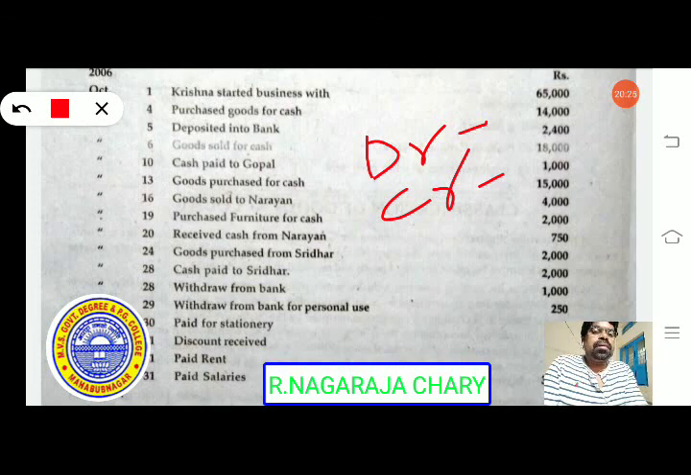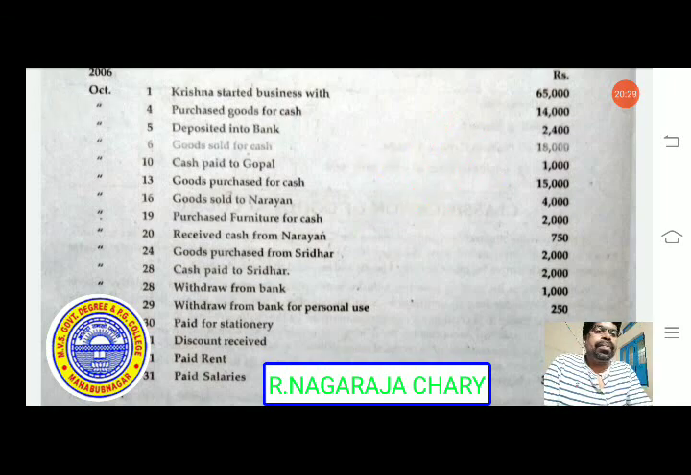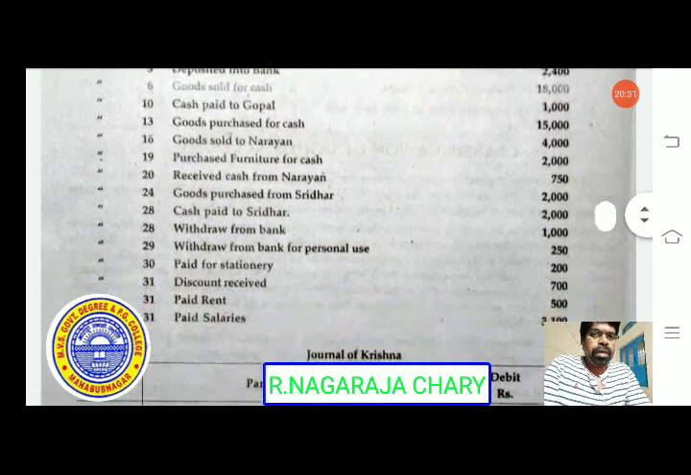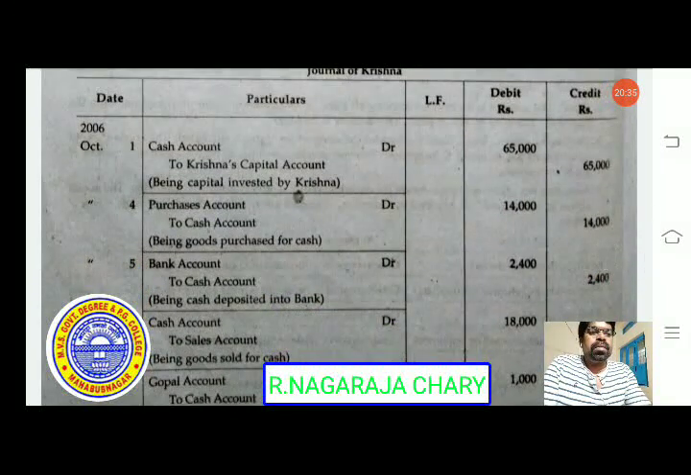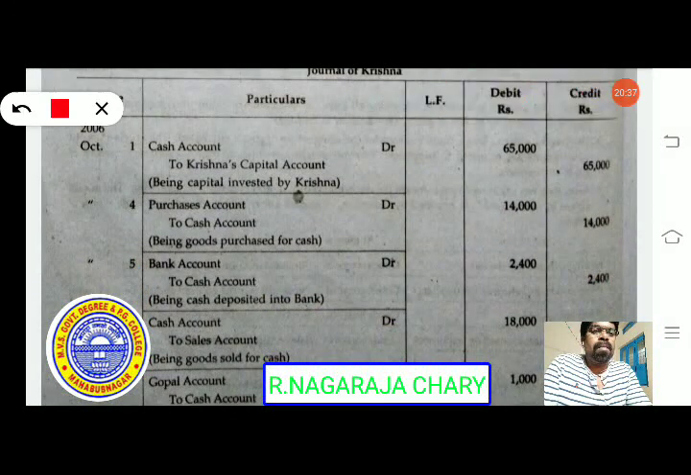That you have to keep in mind, right. Let us see, here in the first transaction, Krishna started a business with capital of rupees 65,000. That transaction is done. That transaction is to be recorded as a journal entry in the books of Krishna.